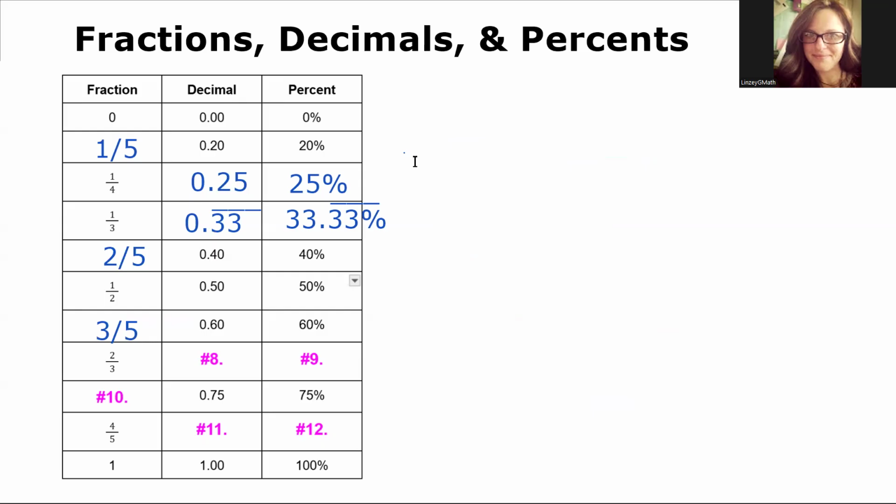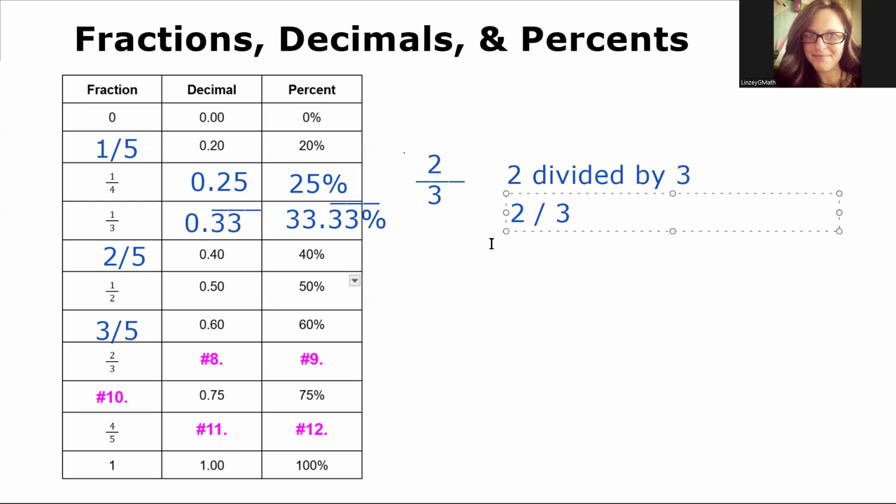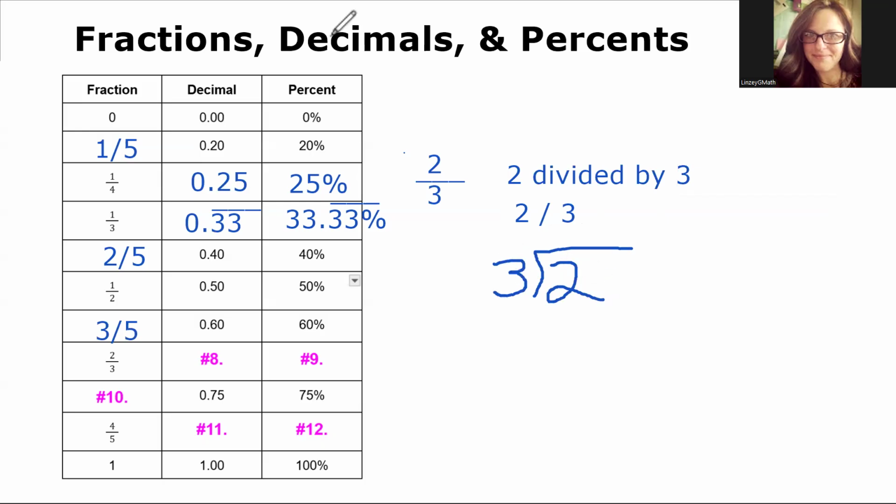Number 8, we're writing 2/3 as a decimal. So you could just type this in the calculator, 2 divided by 3, or I'm going to do it using long division. The 2 goes in the house, divided by 3. And 3 does not go into 2, so we'll add a 0 and a decimal. 3 goes into 20 6 times. 6 times 3, we get 18. Subtract. We're left with 2.